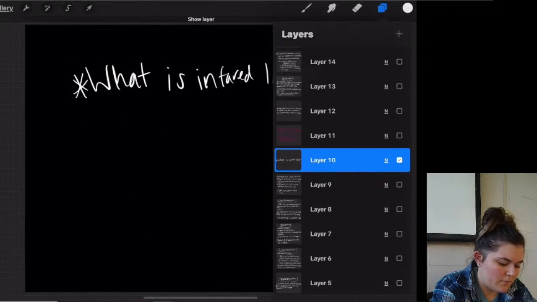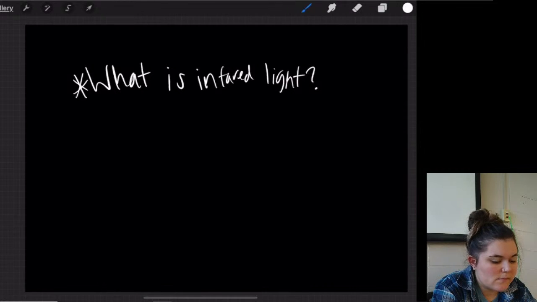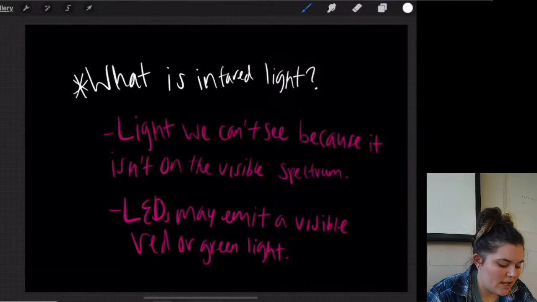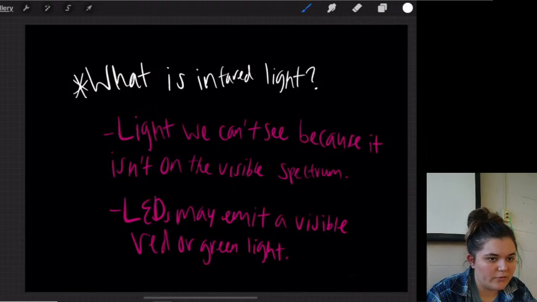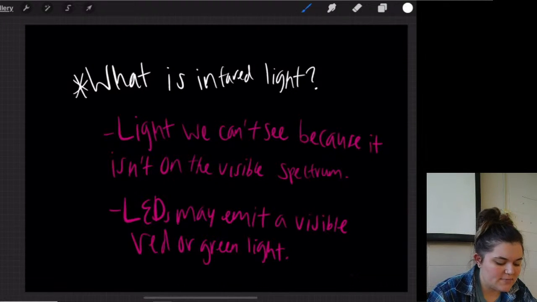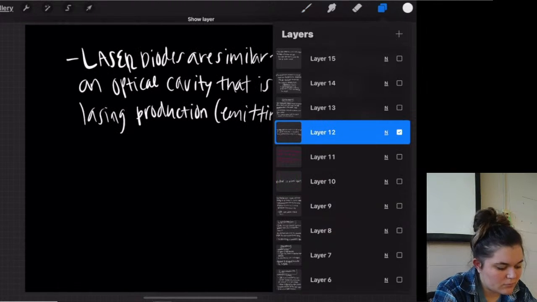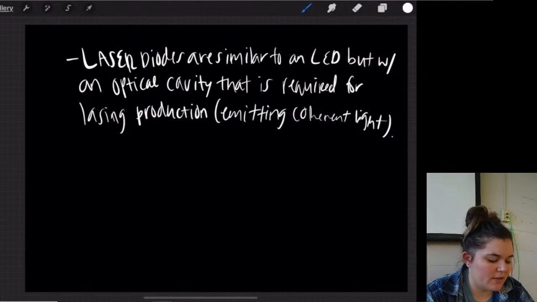Do you know what infrared light is? I know it's on the spectrum of something. Yeah, it's light we can't see because it isn't on the visible spectrum. And LEDs may emit a visible red or green light. Laser diodes are similar to an LED, but with an optical cavity that is required for lasing production, emitting coherent light.